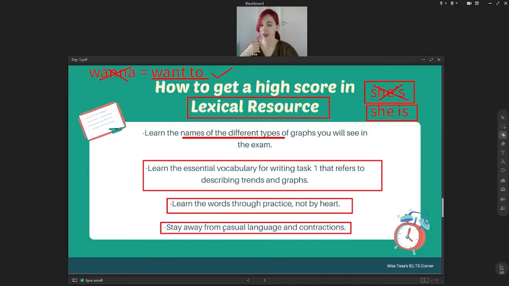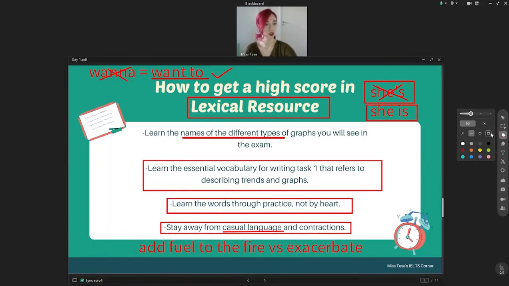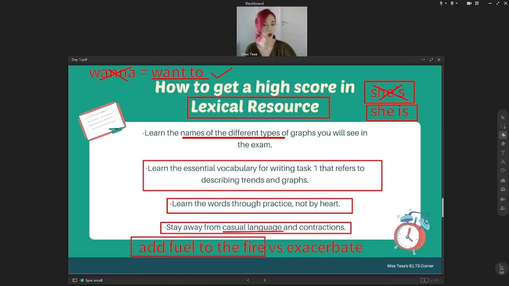And let me explain the casual language as well. So, for example, there are certain expressions that we use only in speaking and expressions that we use for writing. Let's take these two expressions as an example. Let me just copy that. Okay, so the first expression I have here is add fuel to the fire.